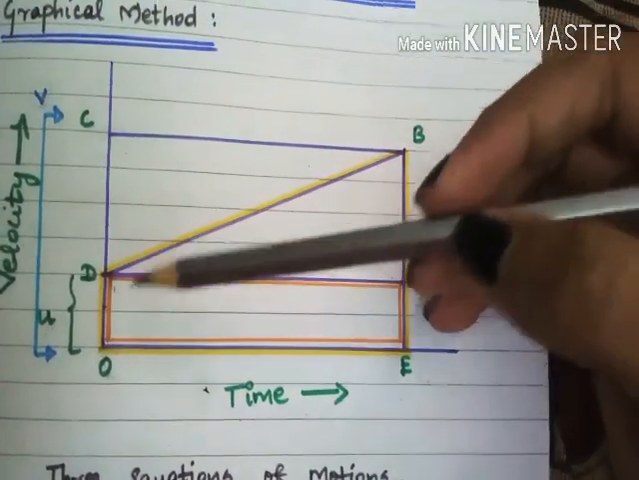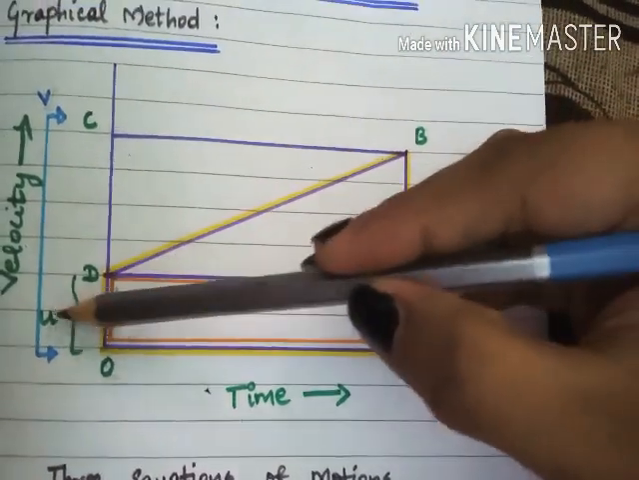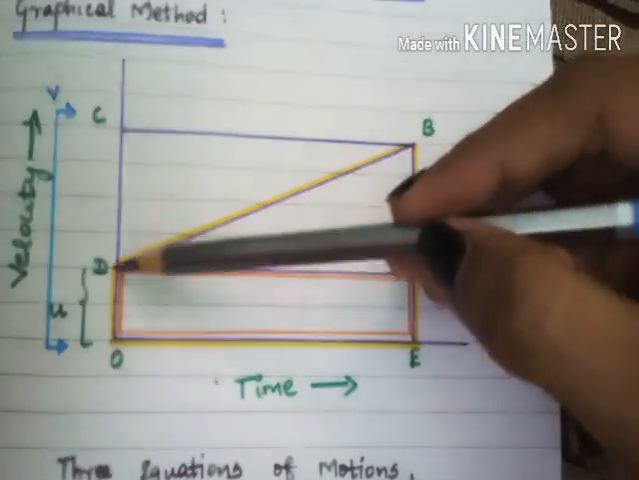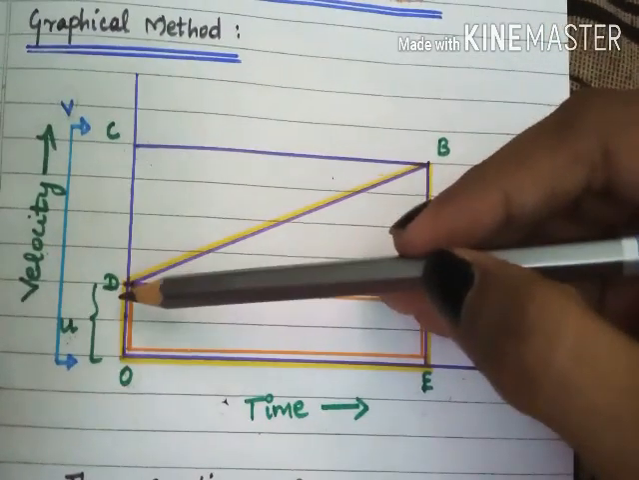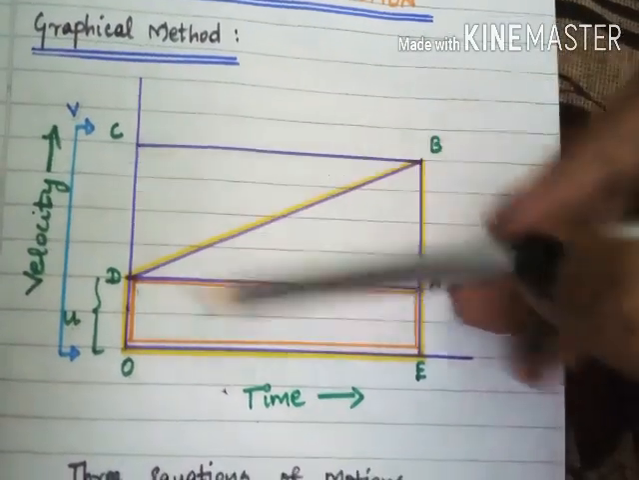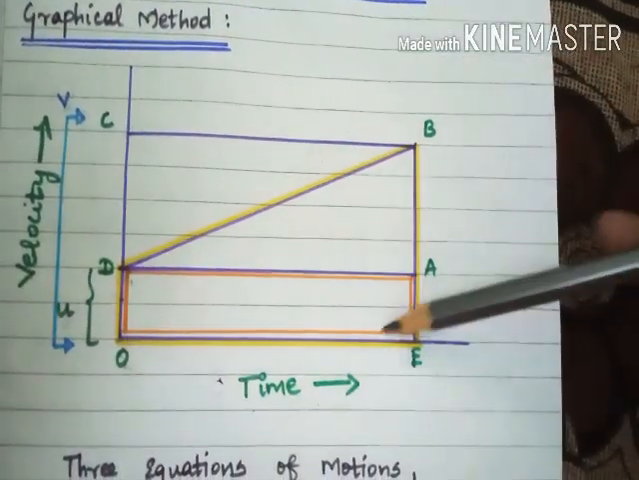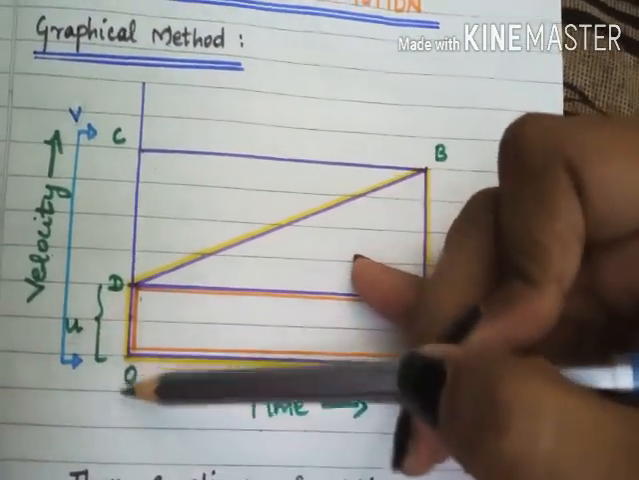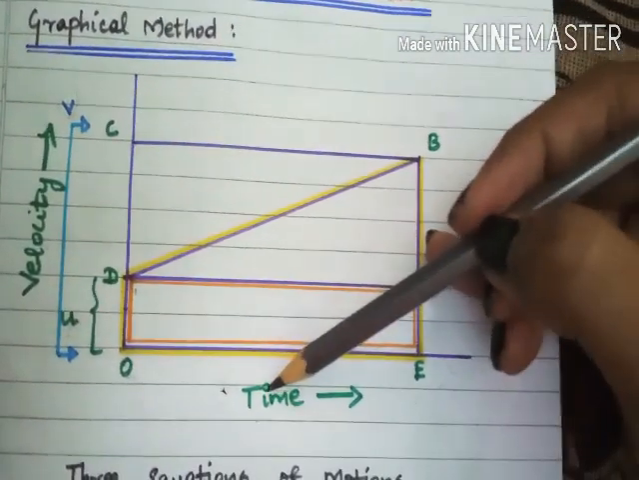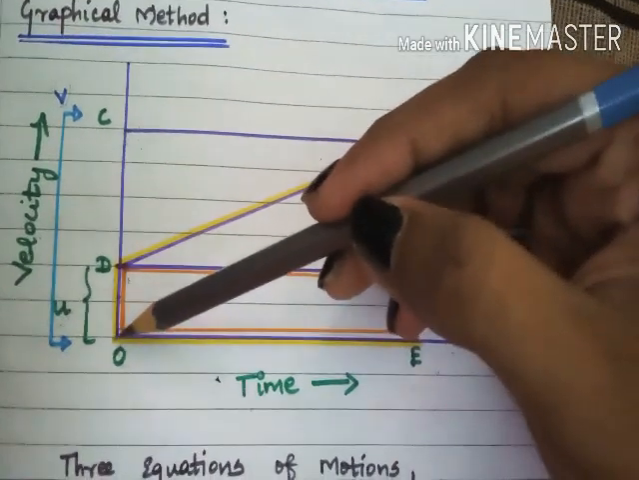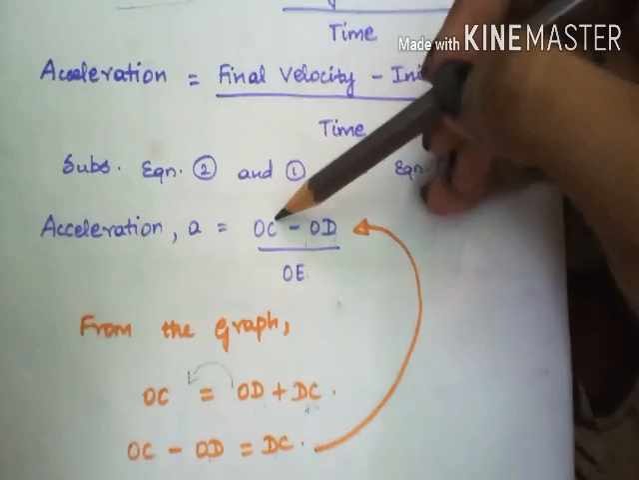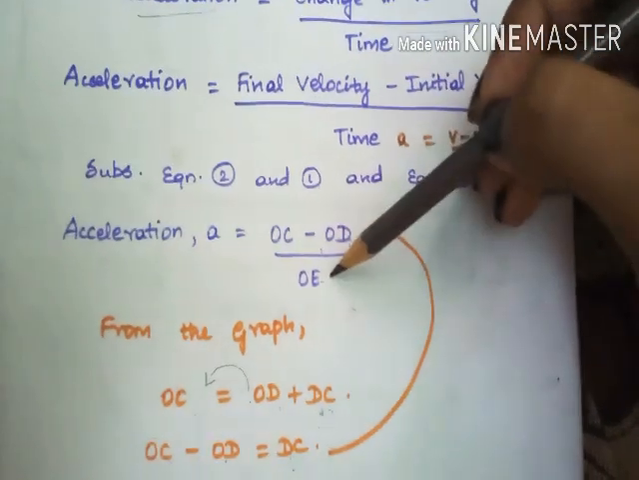Initially I told you OD is equal to U. So for U we substitute OD, for V we substitute OC, and for the time we substitute OE. So V is equal to OC, U is equal to OD, and for T the value we substitute is OE. So OC minus OD, divided by OE.